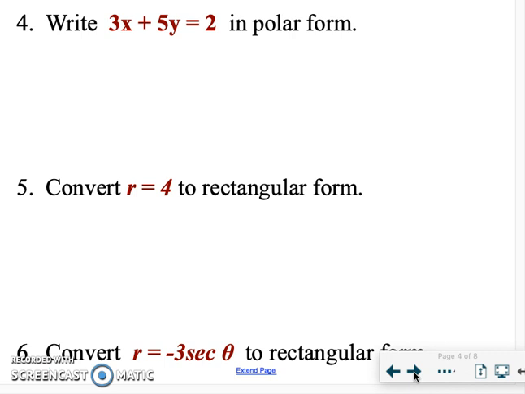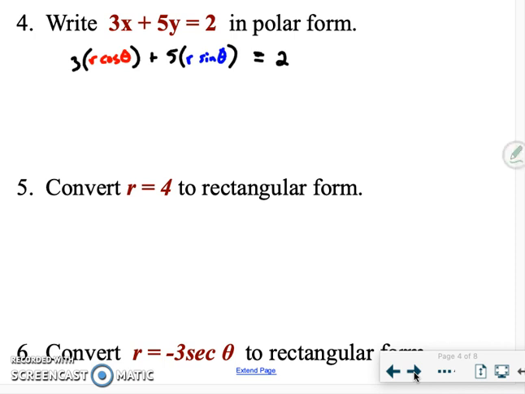All right, next, number 4, it says that we want to write 3x plus 5y equals 2 in polar form. So this, again, when it comes to these conversions, it's probably going to feel a whole lot like substitution, which I feel like is a good thing, because, frankly, substitution is pretty easy. So when I'm rewriting this problem, you'll notice that I'm just leaving space for x and y. The reason is that my conversion tells us that x is simply r cosine theta, while y is simply r sine theta.